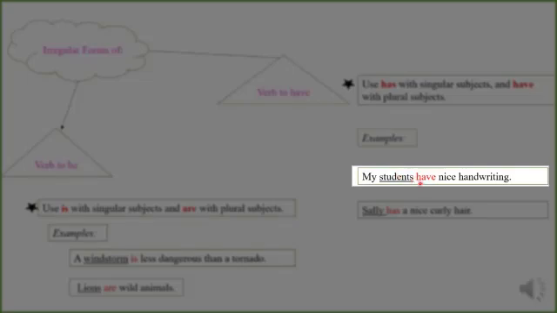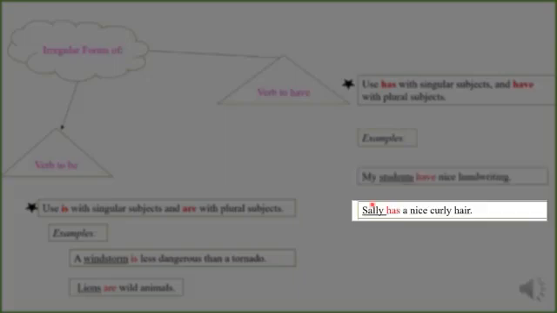My students have nice handwriting. My students here is the subject. It is a plural subject. So with the plural subject, verb to have, you should use have. Sally has a nice curly hair. Sally is the subject. It is a singular subject, and can be replaced by the pronoun she. Okay, we should use has and not have.